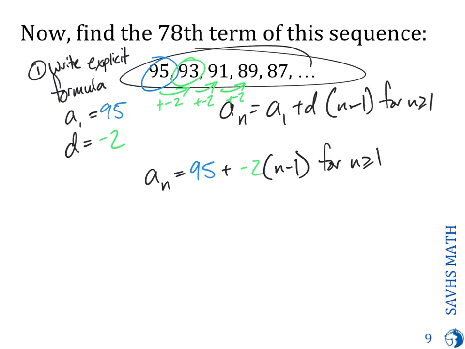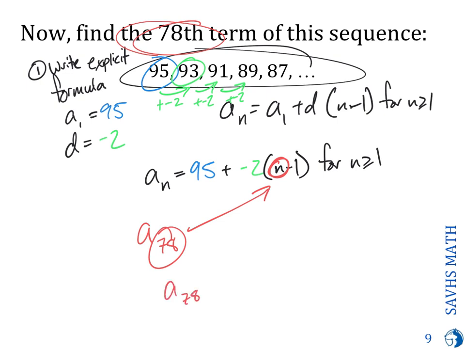Okay. So if I want to know what the 78th term is, I need to find out what A78 is. But for A78, now N is 78. So we can put 78 in for N and see what we get out. So A78 is equal to 95 minus 2 times 78 minus 1. I want you to use your desmos.com/calculator, or just use the order of operations to evaluate this, and figure out what your answer is.